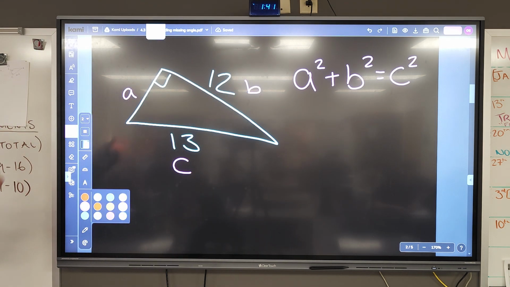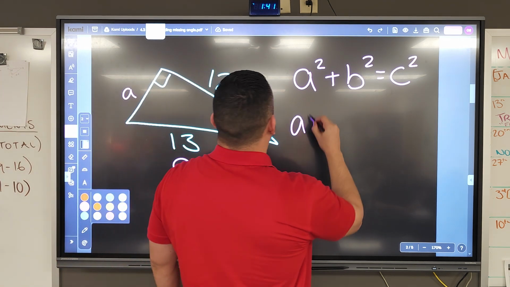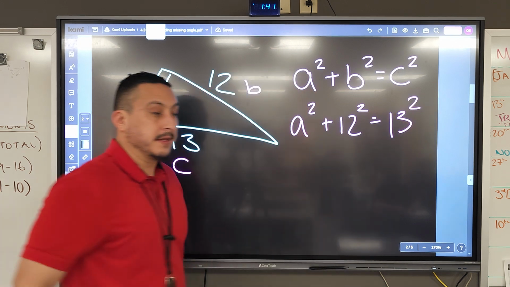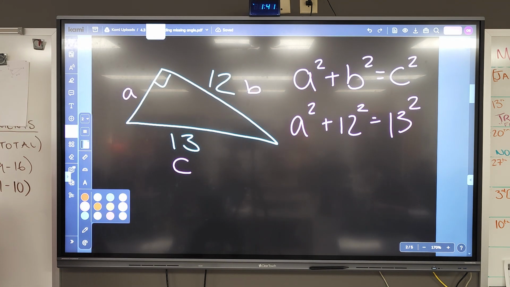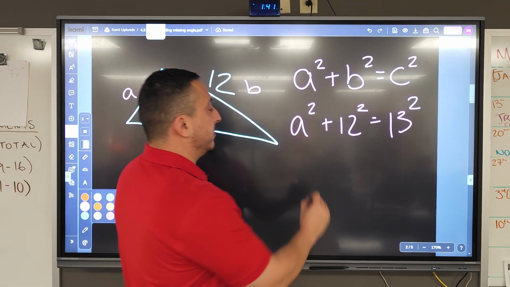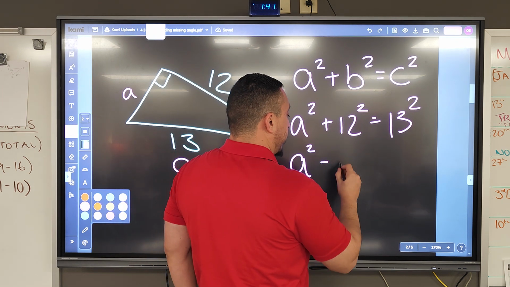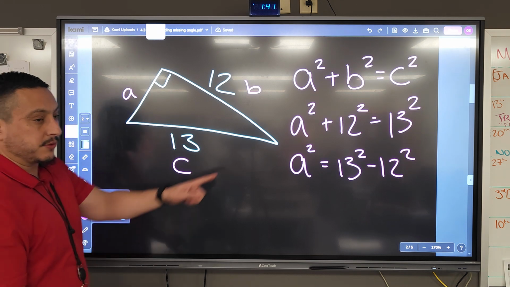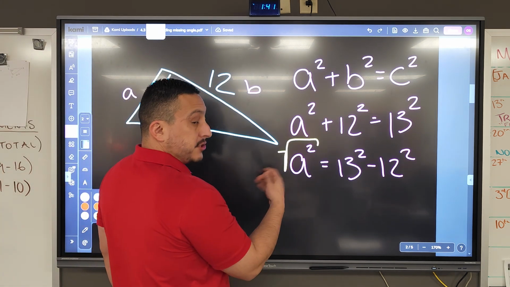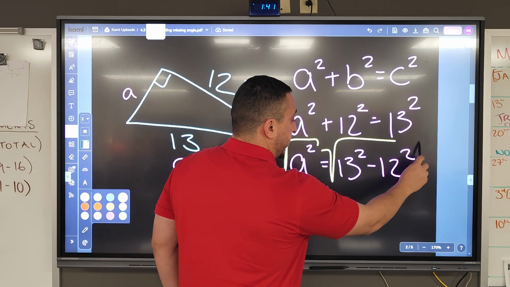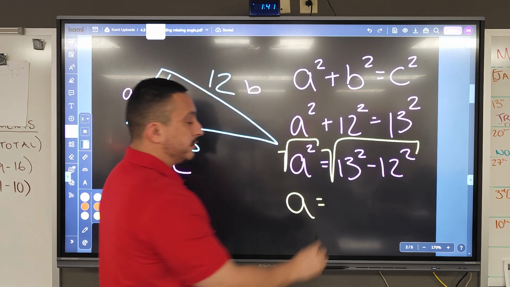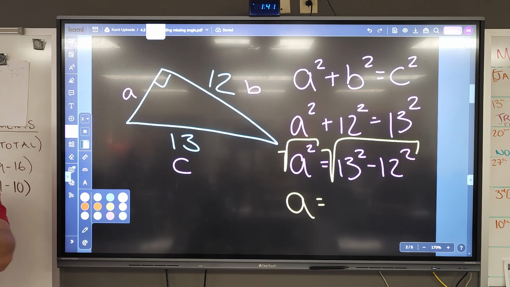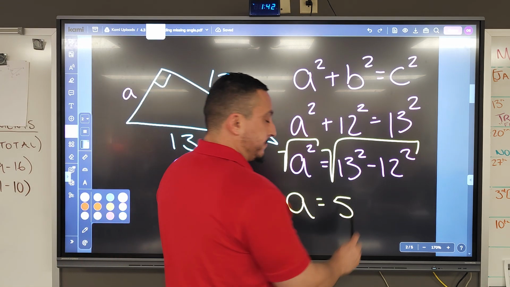And then we just plug in the numbers. So I don't know what A is, B is 12, C is 13. And then you solve that little equation for A, right? So I subtract the 12 squared. And then I got to get rid of the square by doing the square root. I do the square root of both sides. That gets rid of the square. I plug all that mess exactly the way it looks on the calculator, and you get 5 as your answer.